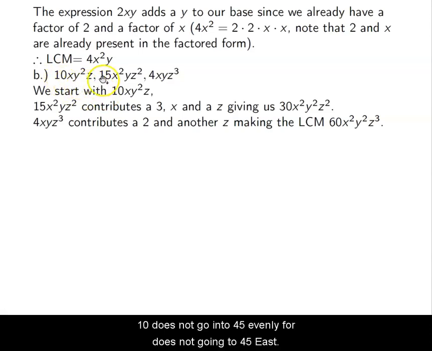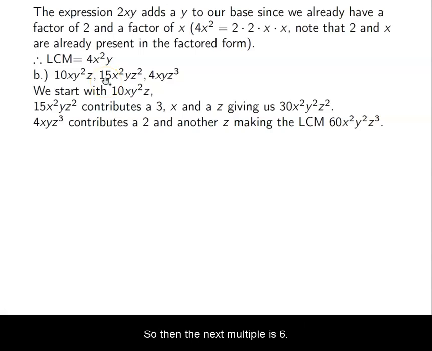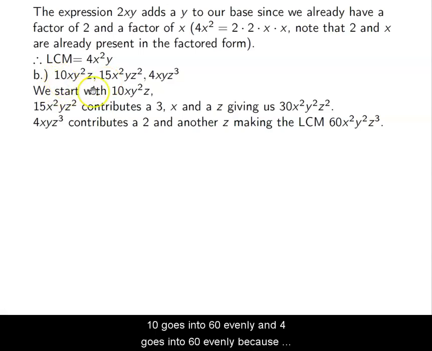10 does not go into 45 evenly. 4 does not go into 45 evenly, right? So then the next multiple is 60. 10 goes into 60 evenly, and 4 goes into 60 evenly because 4 times 15 is 60. So that's how I figure out for my numbers. That's my LCM for the numbers.